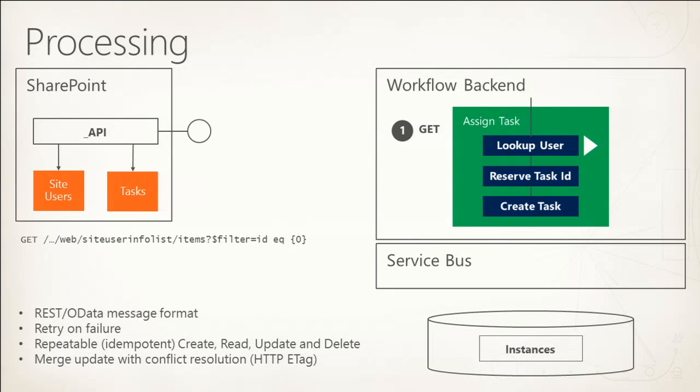Now, this is because it's a GET operation, and I'm only reading. When I say that operations are repeatable, what I mean is that I can run those operations all day, and I'm always going to get back the same information about the user. So in the case where, for whatever reason, the communication between the workflow backend and SharePoint is lost, one of the attributes of the Workflow Manager is that it'll retry that operation on behalf of the workflow.